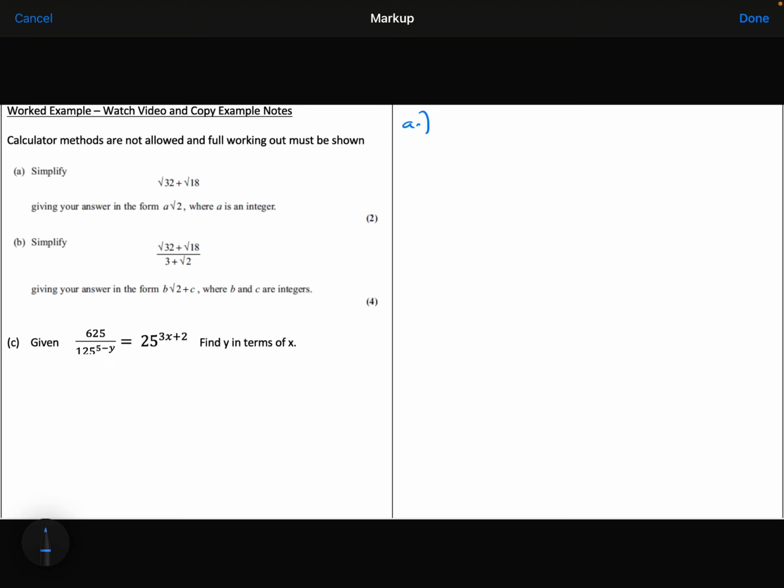Well, root 32, I can think of that as being root 16 times root 2. And the root 18, I can think of that as being root 9 times root 2. The root 16 is 4. The root 9 is 3. And now I can say that 4 root 2 plus 3 root 2 is 7 root 2. So that's my answer for part A.